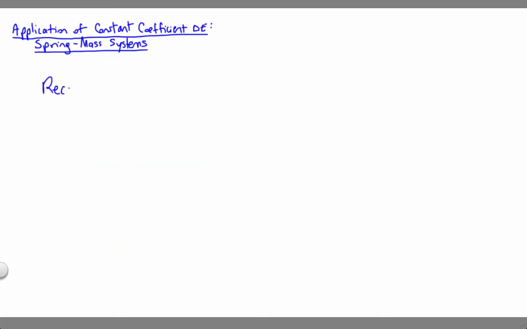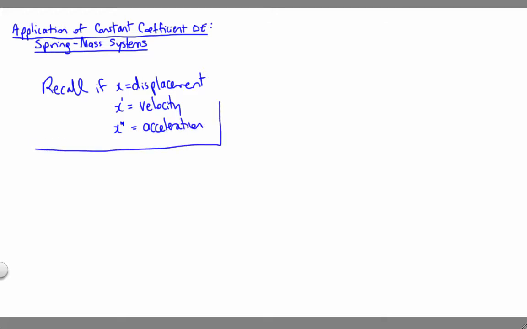So let's recall, if x represents displacement, let's think about what the first two derivatives of x represent. So we'll talk about x prime and x double prime. x here is a function of t. So when we say x prime, we mean the derivative of x with respect to t. Okay, so just a derivative of displacement with respect to time, that's going to give us velocity. And if we take the second derivative, we get acceleration. So this will be very helpful when we go to set up our DE describing our spring mass system.